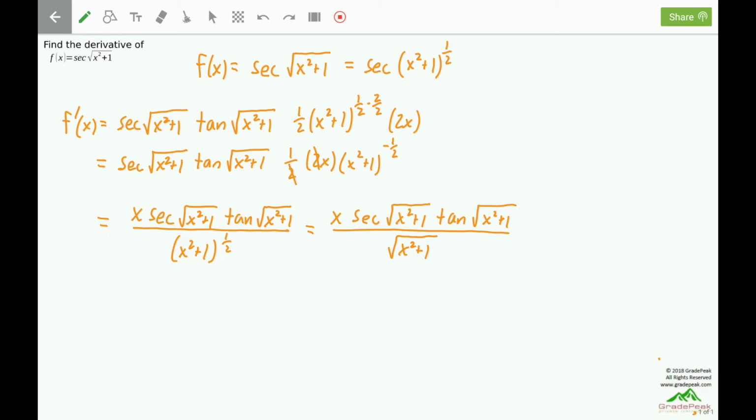Now, looking at this, there might be a temptation to cancel because you see a square root in the numerator, but it's stuck inside of a trig function, secant or tangent, and you can't change those at all, so there's no cancellation possible here. This is the simplified version. There's our derivative, f prime of x.